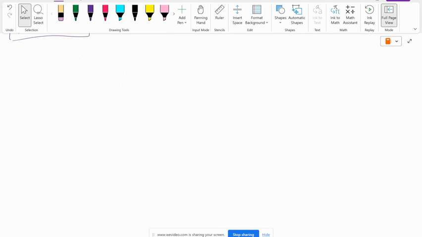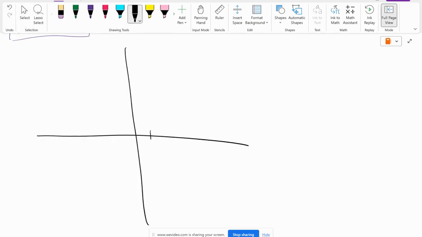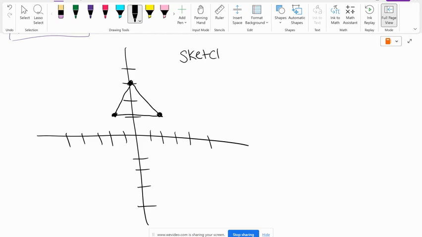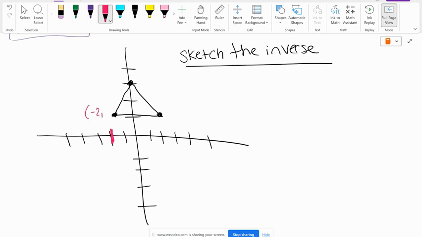Next one, what else can I give you? So we did the inverse, we did a sketch. If I gave you a graph of like 1, 2, 3, 4, 5, 1, 2, 3, 4, 5. Okay, are we ready? If I asked you to sketch the inverse of this, let's list out all the points. All right, let's make it a 2. Okay. So we'll make this negative 2, 1. And this is positive 2, 1. And this is 0, 3.